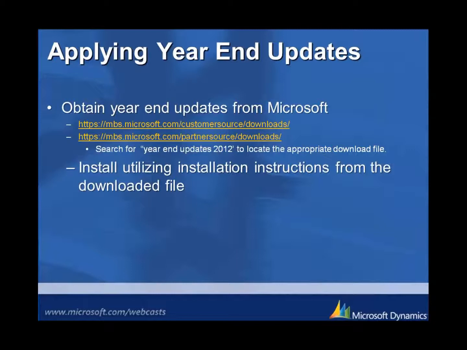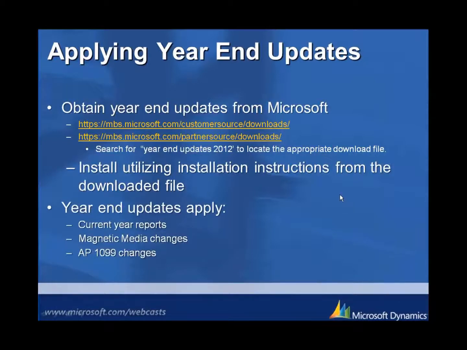Now, the installation is actually very easy. It's just an executable that you launch, and it automatically does what it's supposed to do for your version. What it does is update the current year reports, any magnetic media changes, both for W-2s or for 1099s, and it also makes any updates to the AP 1099s. So if there are any changes whatsoever, it takes care of those.